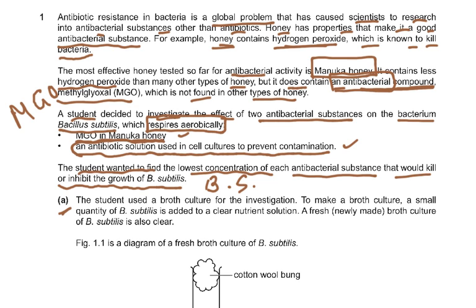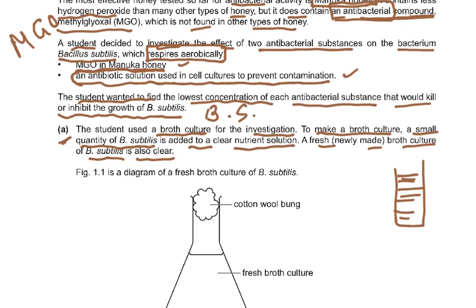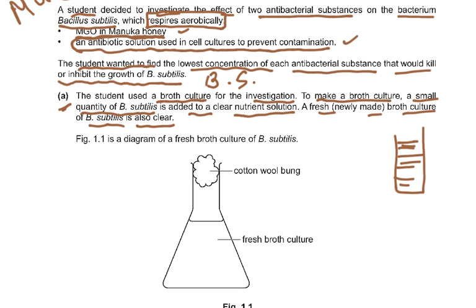So A part of the question, the student used a broth culture for the investigation. To make a broth culture, a small quantity of this bacteria B. subtilis, BS, is added to a clear nutrient solution. So there is a nutrient solution which contains glucose, amino acid, but it is a clear solution. A fresh newly made broth culture of B. subtilis is also clear. Now figure 1.1 is a diagram of a fresh broth culture of B. subtilis. There is a cotton wool bung and there is a fresh broth culture.